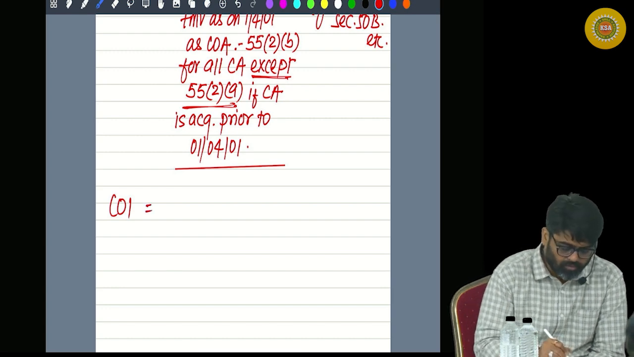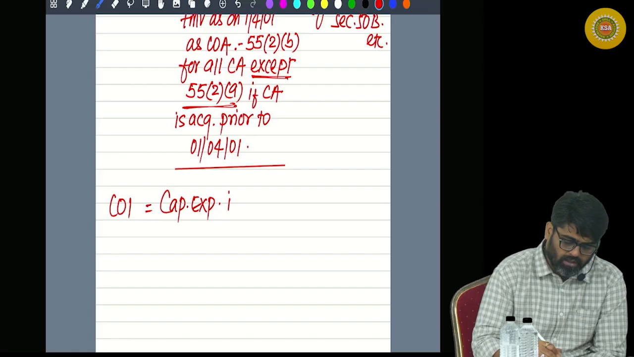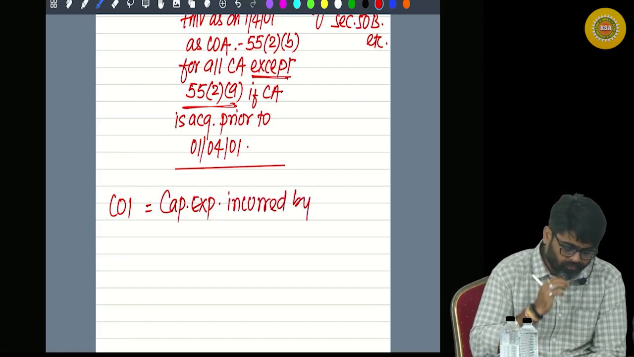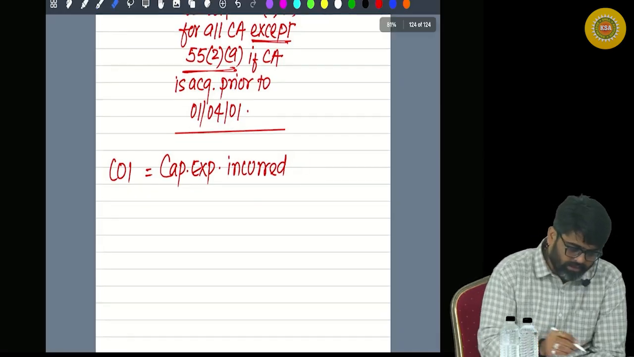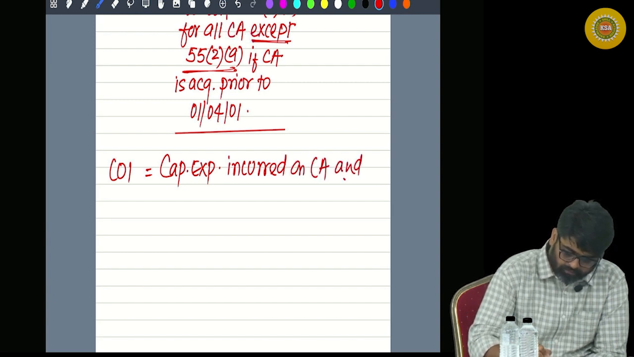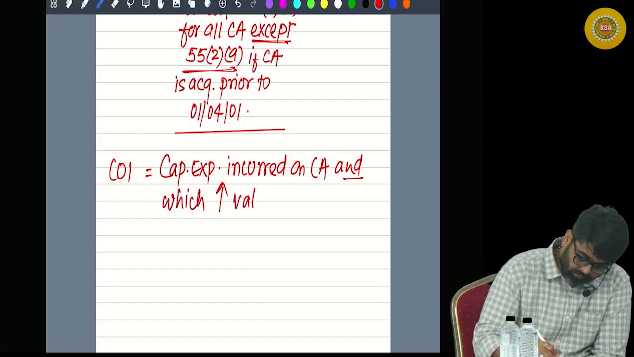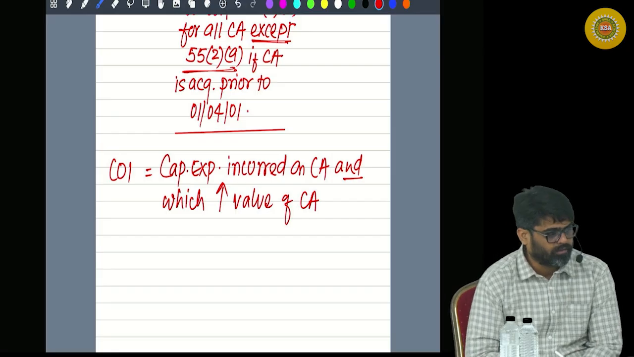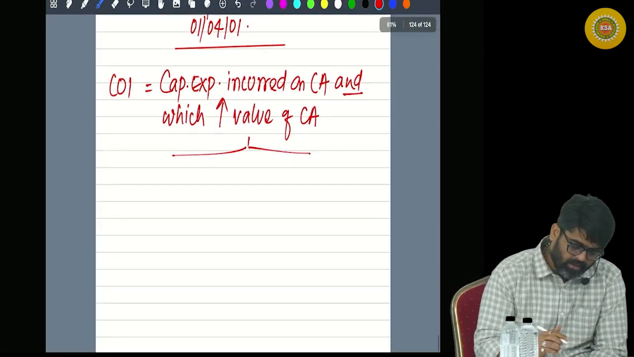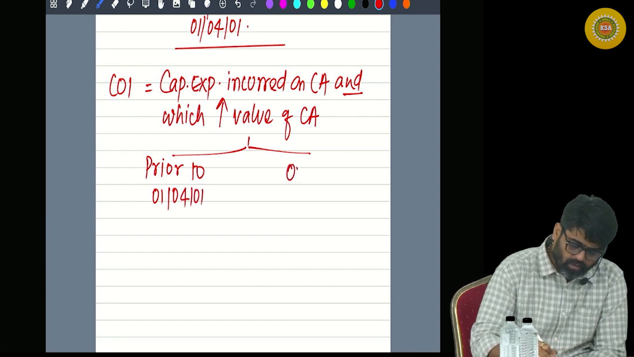Now the next one, cost of improvement. What is cost of improvement? This is capital expenditure incurred by the assessee on the capital asset, which increases or enhances the value of the capital asset. But this capital expenditure can be incurred prior to 1st April 2001 or on or after 1st April 2001.